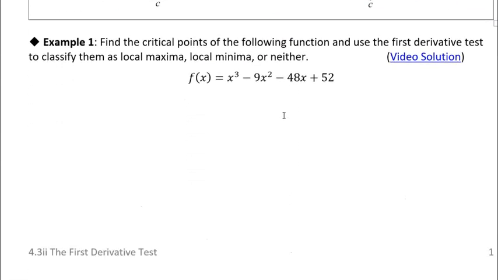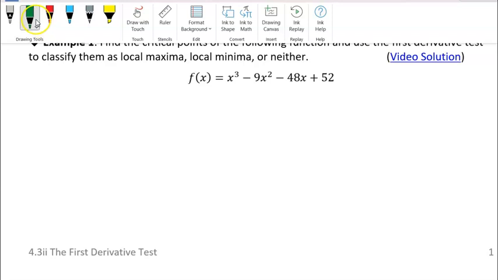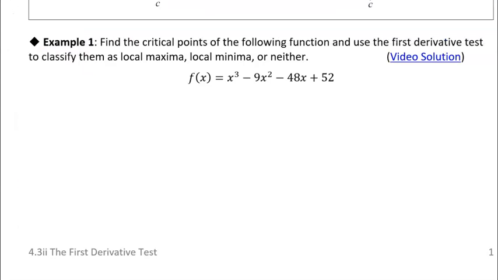All right, so let's take a look at this first example. Here we have a formula. We have a polynomial for a function, and we want to find the critical points of the function and use the first derivative test to classify them as local minima, maxima, or neither.